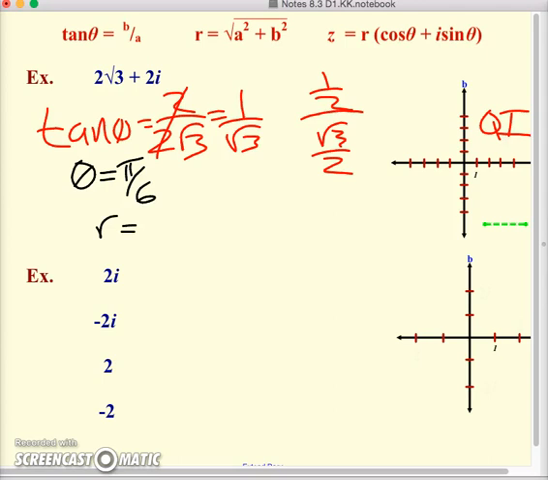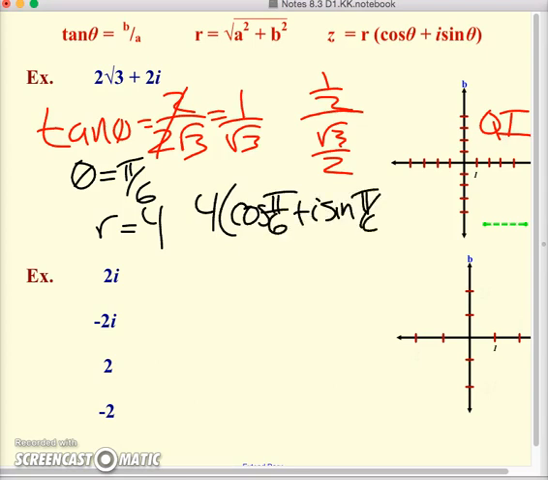r is square root of 2 root 3 squared plus 2 squared. That's going to be 16, that's going to be 4. So 2 root 3 squared is 2 squared, square root of 3 squared, that's 4 times 3, 12. The other 2 squared, 4, 12 plus 4, 16, square root of 16, 4. So that's longhand version. Shorthand version is 4 CIS pi over 6.